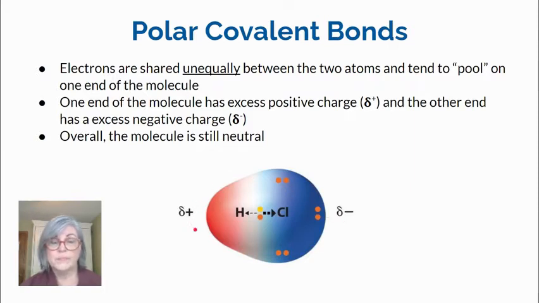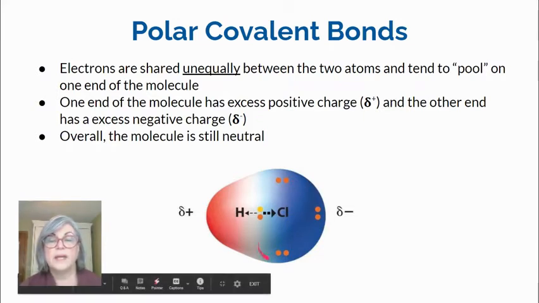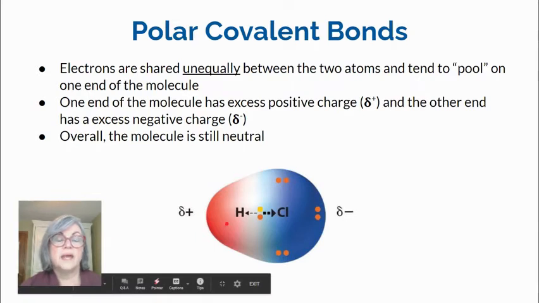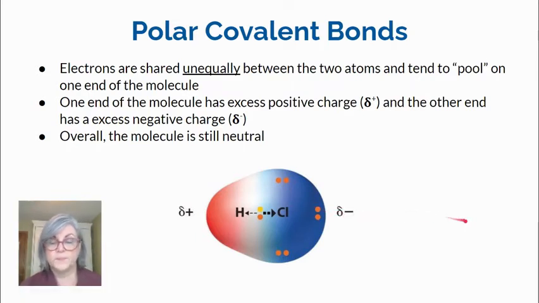and this one has a slightly positive charge. Keep in mind that those hydrogen and chlorine protons aren't going anywhere. They're buried deep inside the nucleus and they're not moving. It's only the electrons that are moving. So we either end up with a pool of electrons on one end that makes it slightly negative, or we have a lack of electrons on this end, making it slightly positive.